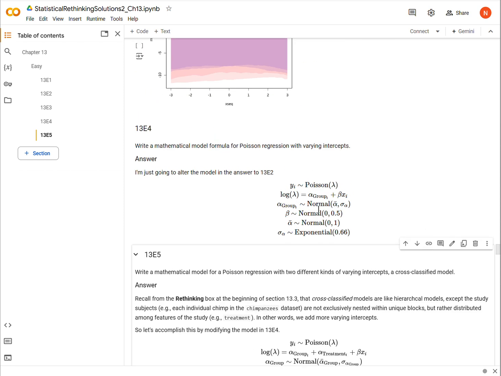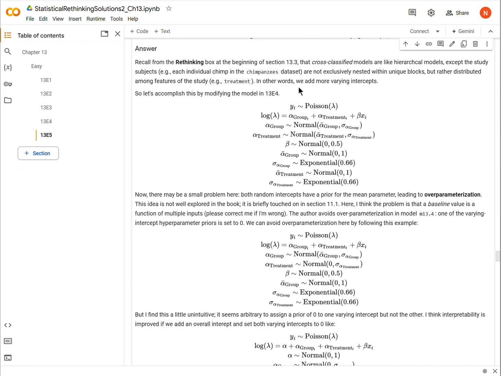For that, I'm just going to use the model that I've already used up here in 13E4, but I'm just going to add another intercept here, and then each observation is going to be classified by both group and treatment. So we're classifying across different conditions of the experiment and the set of observations. You can read all of this. So I have now two varying intercepts that are cross-classifying the observations, and I've assigned priors to both of the varying intercepts.